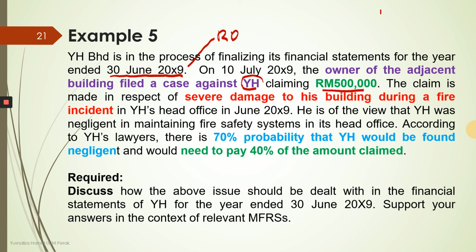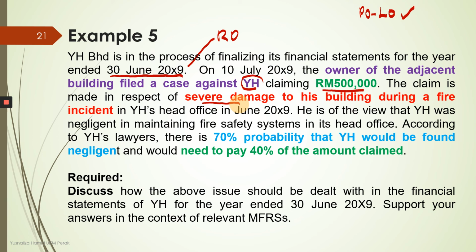So meaning that there is already some kind of legal obligation. Why? Because of the legal suit being made by the owner of the building next to you, and therefore there is a present obligation already. The claim is made, why? Because of the past event that has caused severe damage. Remember, red is for past event, the purple is for legal obligation, 500,000, or the one in green, that one is for reliable estimate.